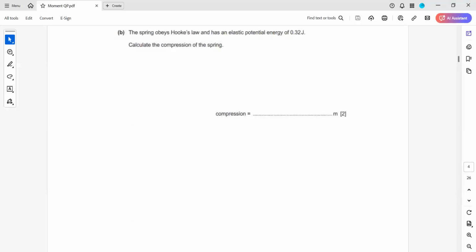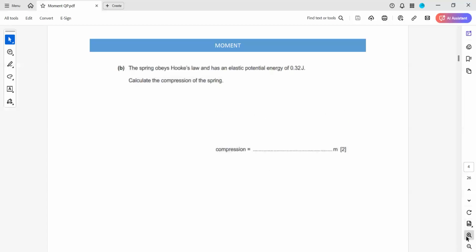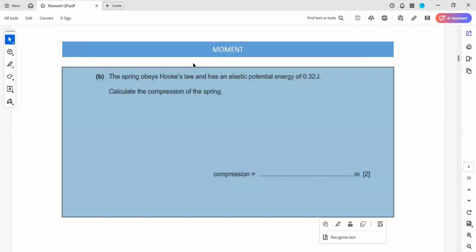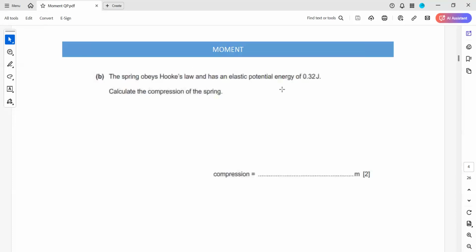Page 4, part B, okay. So the spring in the question obeys Hooke's law and the elastic potential energy is 0.32. But calculate the compression. So if you want to calculate the compression or the extension, recall the formula that the energy stored in the spring is half force into extension, or force into compression. Or if the spring constant is given, it will be half kx squared.